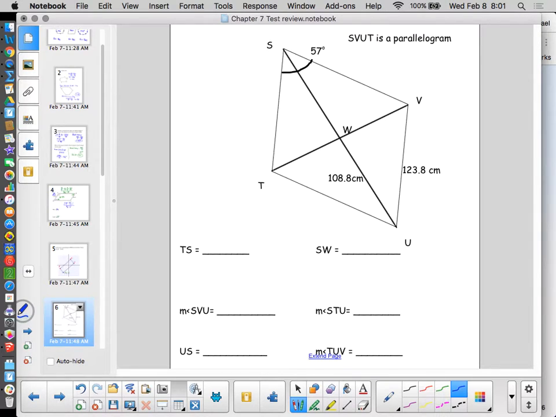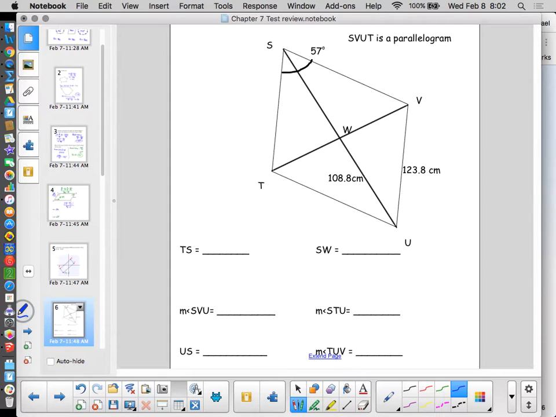Okay? It says it is a parallelogram. It does not say it is a rhombus or a square or a rectangle or anything other than that. It tells you it is a parallelogram. So, can I assume that this SU is the bisector of angle TSW? Do diagonals bisect angles in parallelograms? No. Only if it's a rhombus does it do that. Okay? So I cannot assume this angle is divided equally into two spots here.